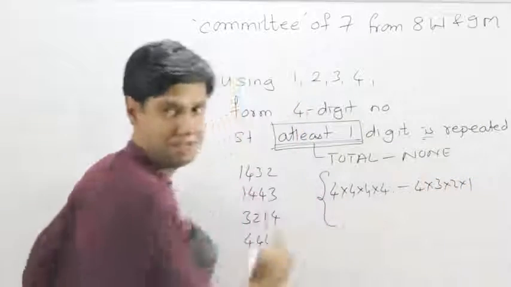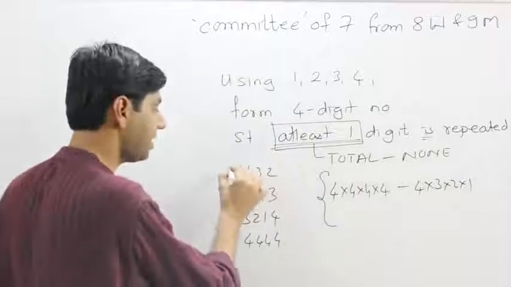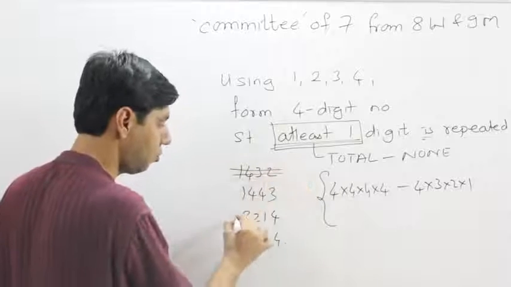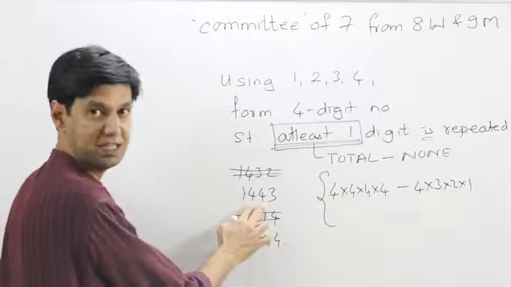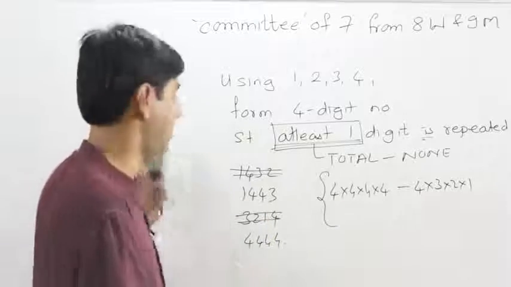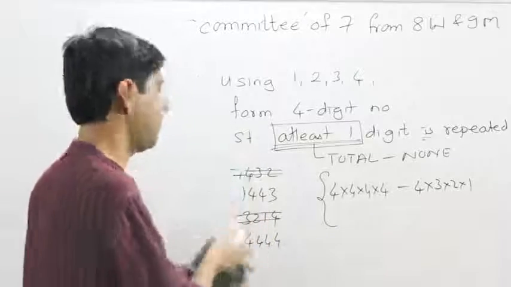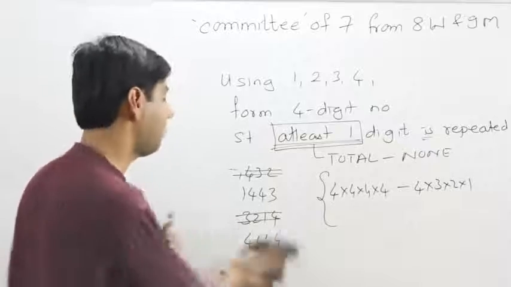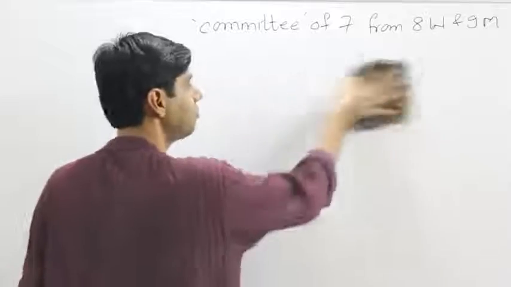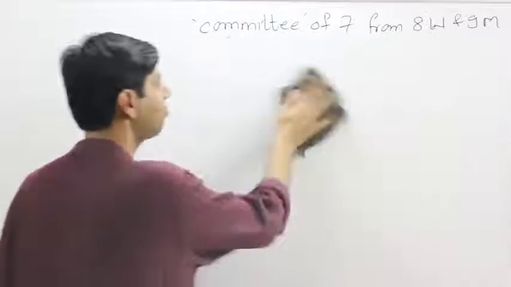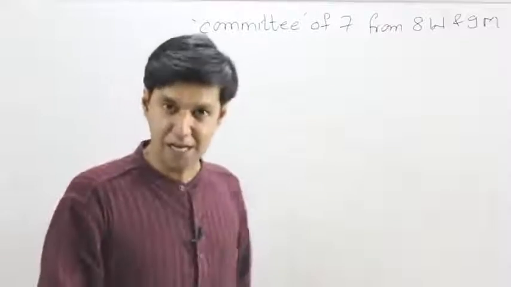So what we are doing when we subtract is, we are taking all cases and we remove those where no digit is repeated. So what is left would either have 1 digit repeated or more than 1 digit repeated, right? So this is an aside over here just to highlight the fact that wherever the word at least 1 comes in, you could use total minus none. Let's get back to our committee questions.